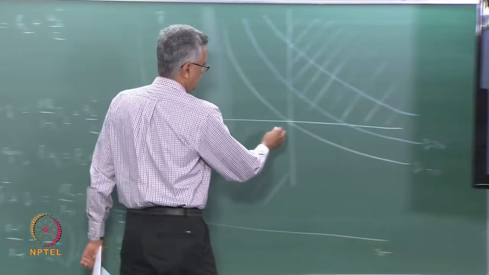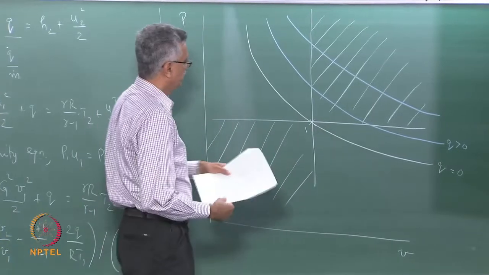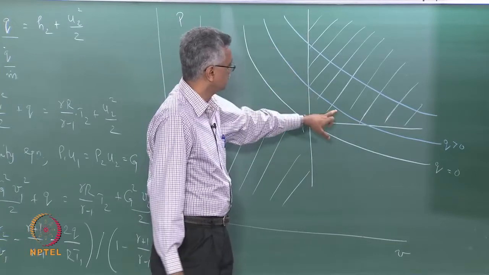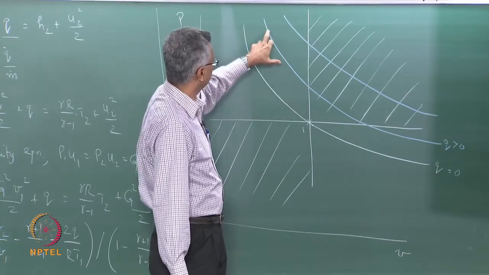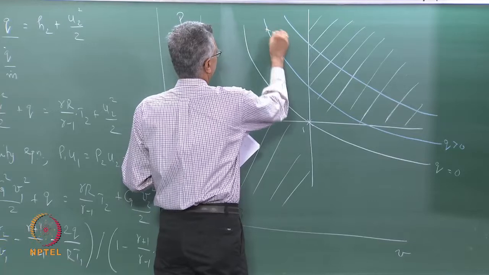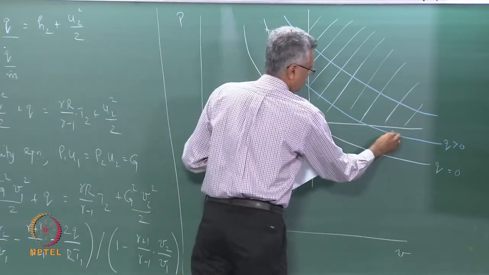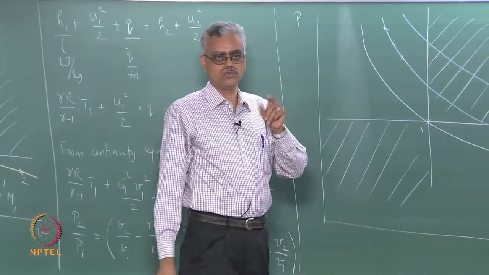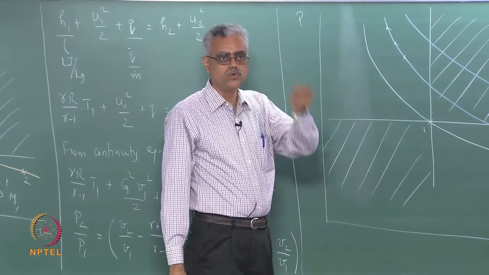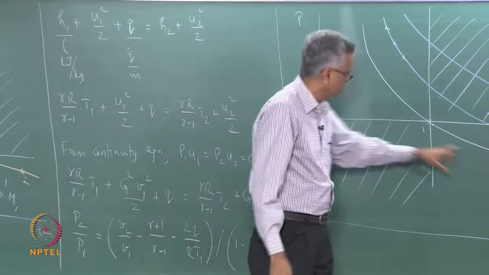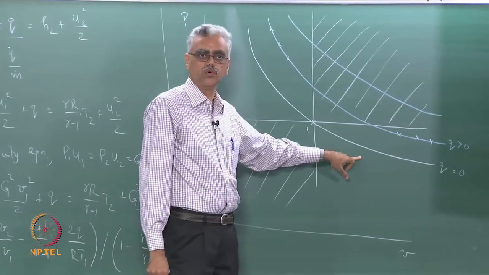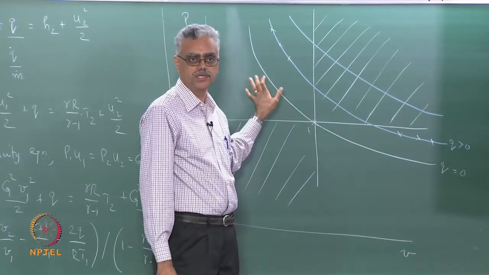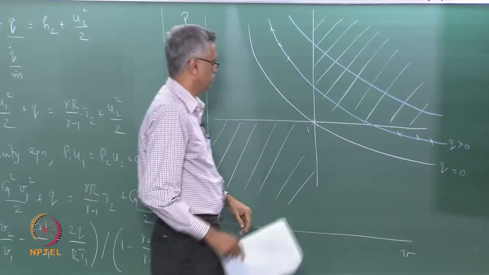So, this is state 1. State 2 will lie not on the same curve, but in one of these curves. If this is the amount of heat that I am adding, state 2 can lie maybe somewhere here, here or here, or it has to lie here, here or here. In the case of the normal shock solution, if you recall, state 2 also will be on the same H curve because Q was 0. So, both state 1 and state 2 will lie on the same H curve in the case of the normal shock solution, but here state 2 will lie on a different H curve.